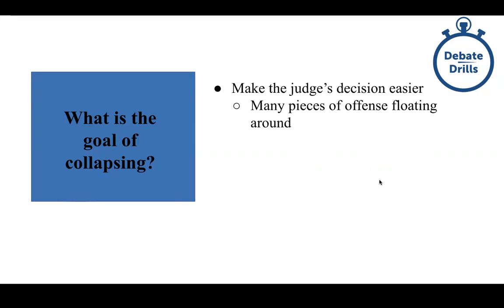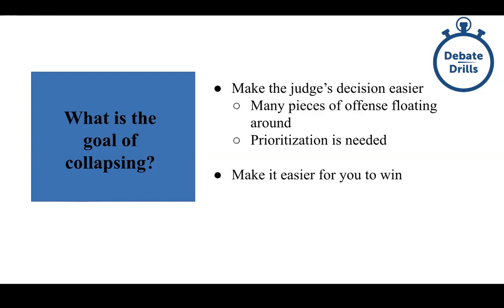You can't wind up by the end of the round with a bunch of random pieces of offense floating around where it's not obvious to the judge what is and what isn't important. The key thing here is that the round starts and let's say each team has three contentions. If the round ends with six contentions and everyone is just explaining why they win the issue of FDI and they win the issue of conflict and all of these different things, the judge doesn't know what to do.